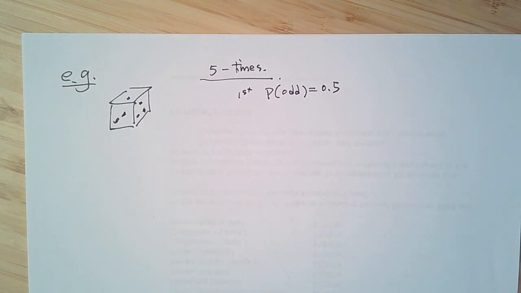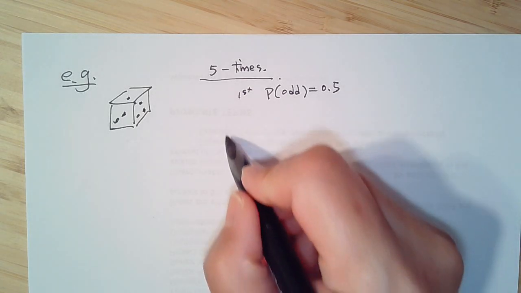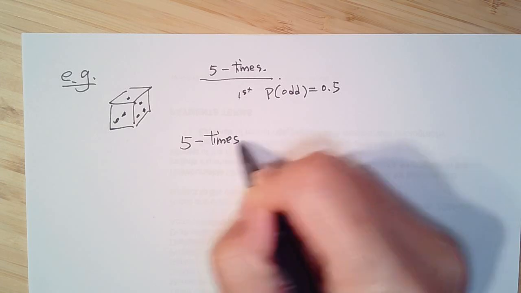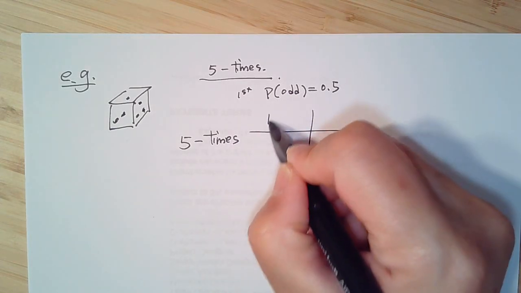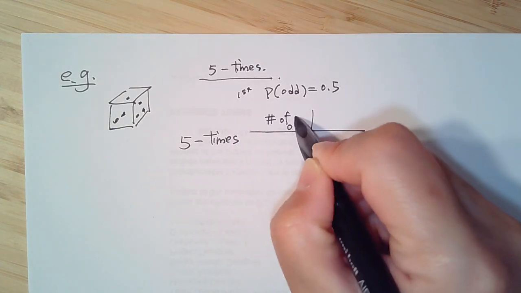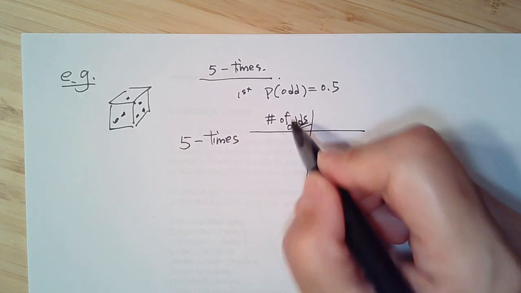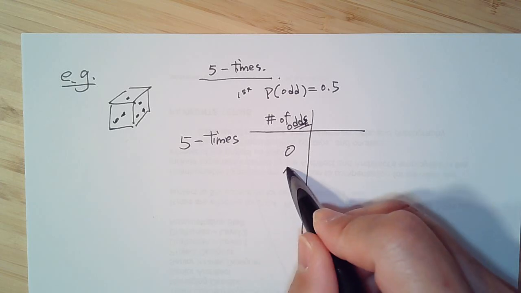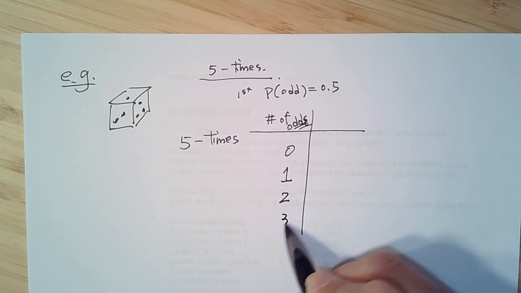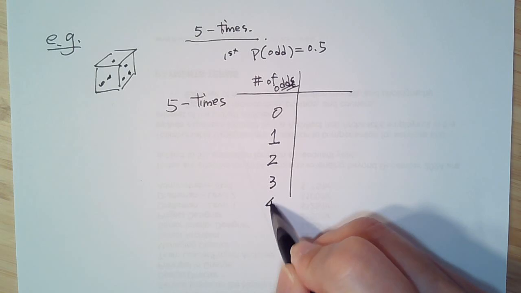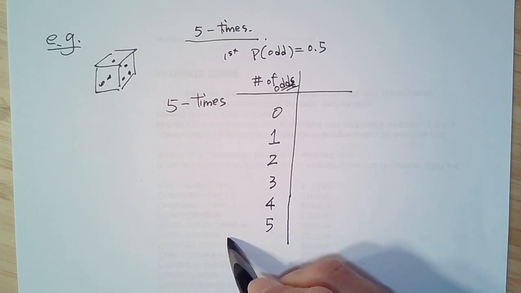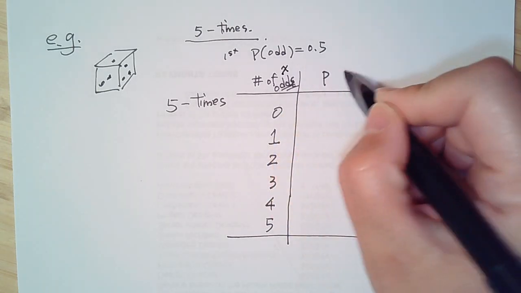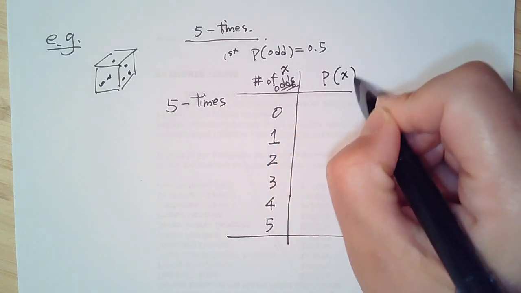But actually, if you roll this 5 times, the number of odd numbers could be none of them, could be 1, could be 2, could be 3, could be 4, could be all 5 are odd numbers. So what is the probability? This is X. What is the probability of X?